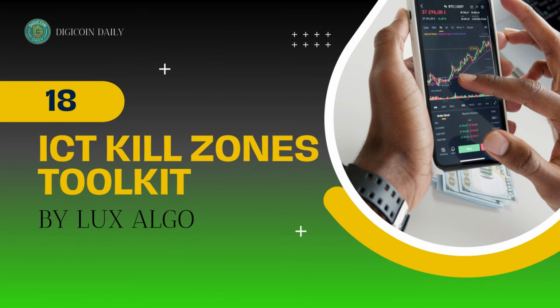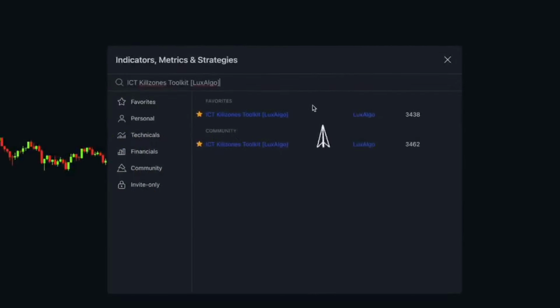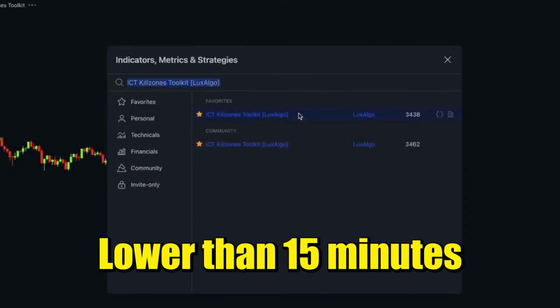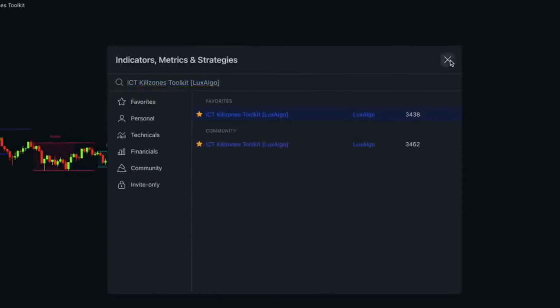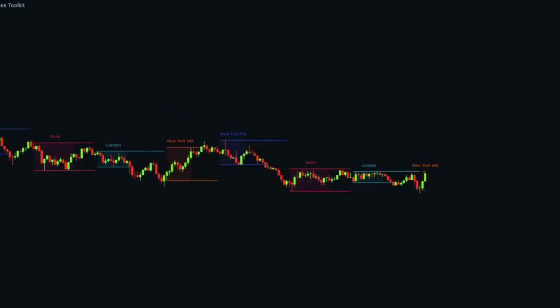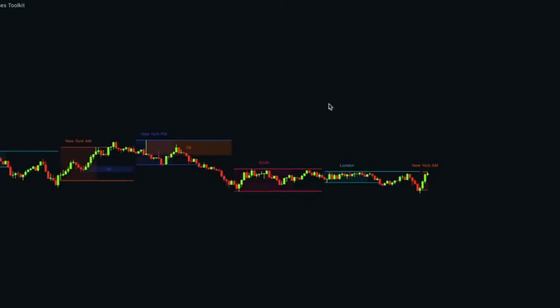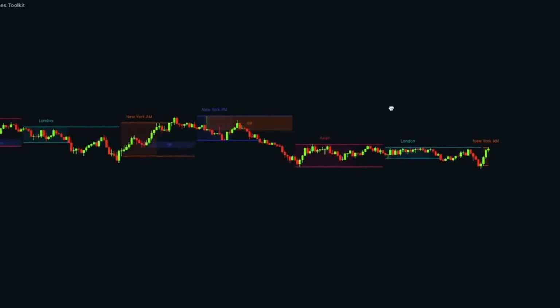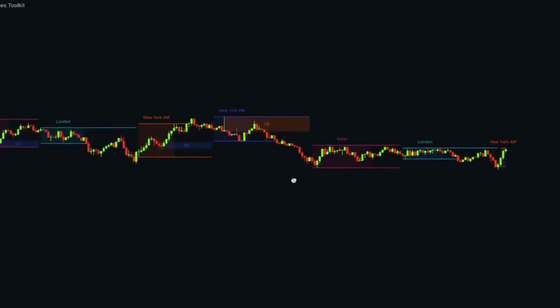The 18th indicator you should absolutely test out is called the ICT Kill Zones Toolkit by Lux Algo. This tool works in time frames lower than 15 minutes. The ICT Kill Zones Toolkit is an advanced set of tools designed to assist you in tracking key trading zones and patterns within the market.